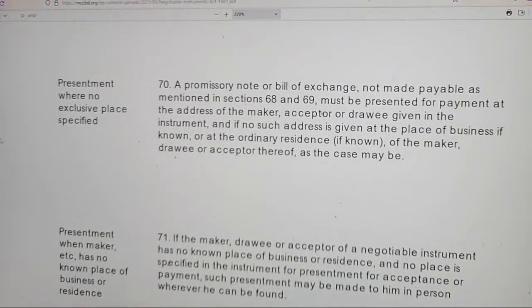Presentment where no exclusive place specified. A promissory note or bill of exchange not made payable as mentioned in section 68 or 69 must be presented for payment at the address of the maker, acceptor, or drawee given in the instrument, and if no such address is given, at the place of business if known, or at the ordinary residence if known, of the maker, drawee, or acceptor thereof, as the case may be.